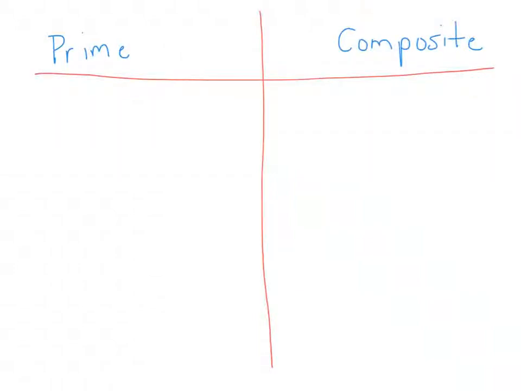Hello, fifth graders. Today I'm going to share with you the difference between what a prime number is and what a composite number is. Below each word here, below prime and below composite, you'll see four examples of prime numbers and four composite numbers.